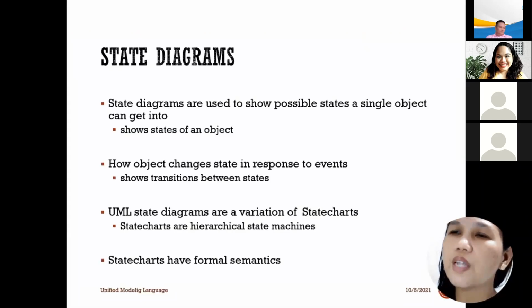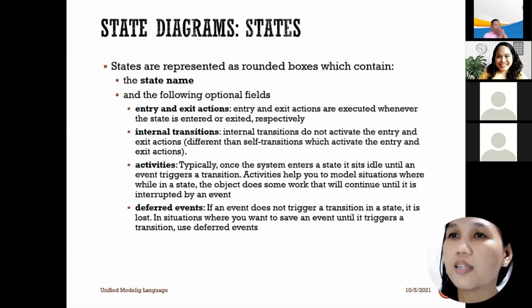State diagrams are used to show possible states a single object can get into. It shows states of an object, how the object changes states in response to events, and shows transitions between states. UML state diagrams are a variation of state charts. State charts are hierarchical state machines, and state charts have formal semantics.